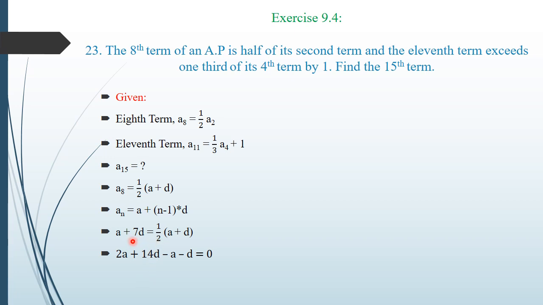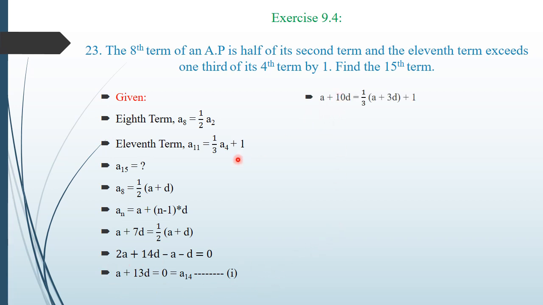If I take this 2 to the left side of the equal sign, I have to multiply this 2 to the whole equation, that is 2a plus 14d is equal to a plus d. If I take this a plus d to the other side, it will be 2a minus a, that is a, and 14d minus d will be 13d, equal to 0. Or I can say that the 14th term is going to be equal to 0 here. This I will represent as equation number 1.